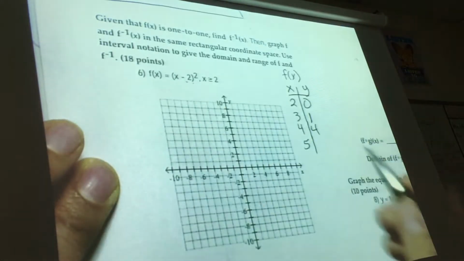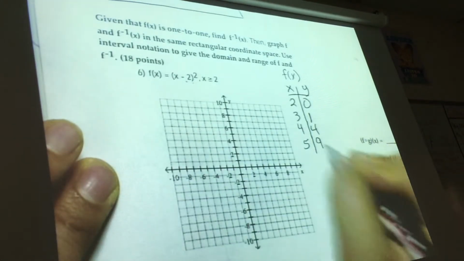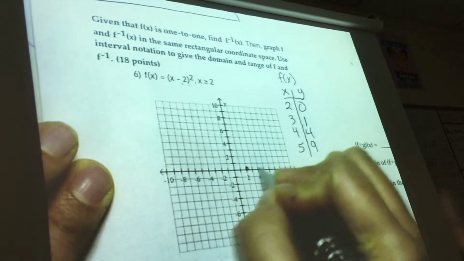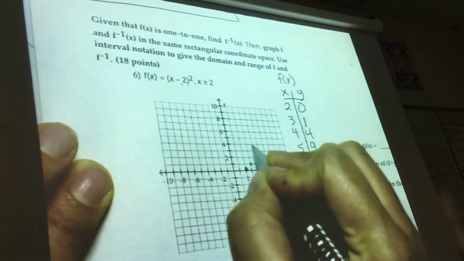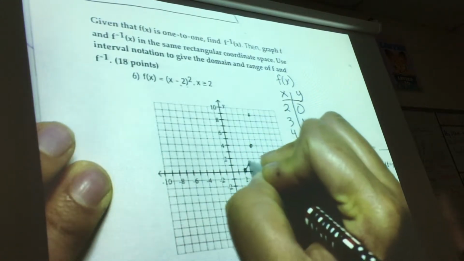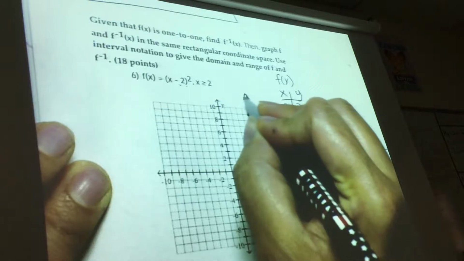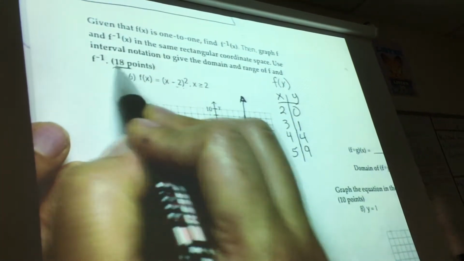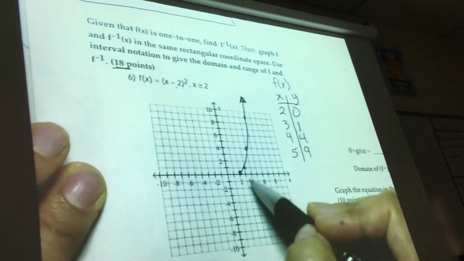5 minus 2, 3 squared is... So we're going to sketch this one first. 2, 0, 3, 1, 4, 4, and 5, 9. So you're going to get points for scoring that one. The whole graphing it, so the whole thing is worth 18. This is probably going to be worth 3.